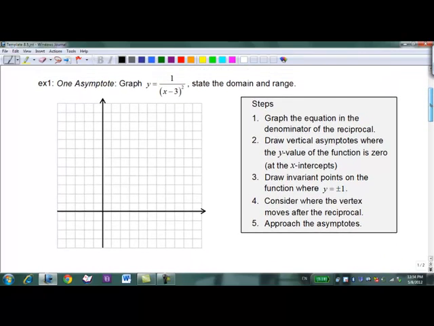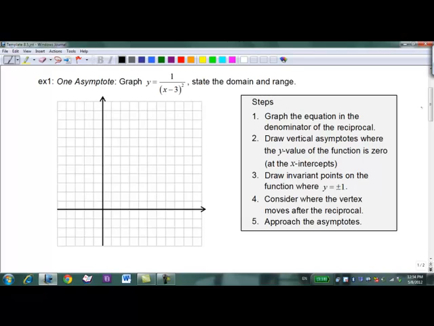So the steps are pretty well similar to what we saw in the last unit. We're going to graph the equation, we're going to draw vertical asymptotes, invariant points, all those same things. But really this step 4 here, consider where the vertex moves, that's kind of an important step.